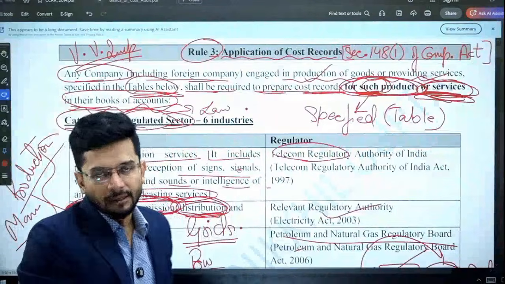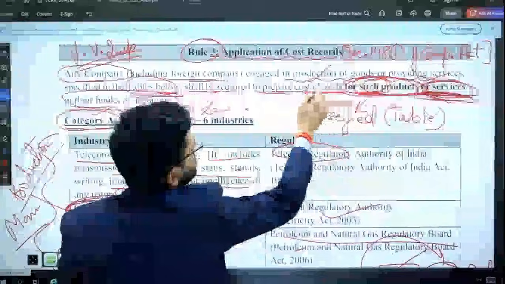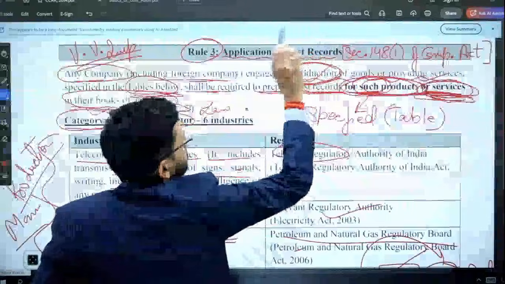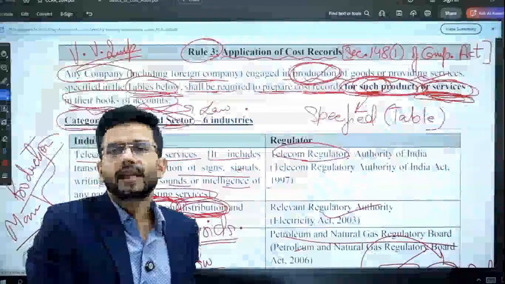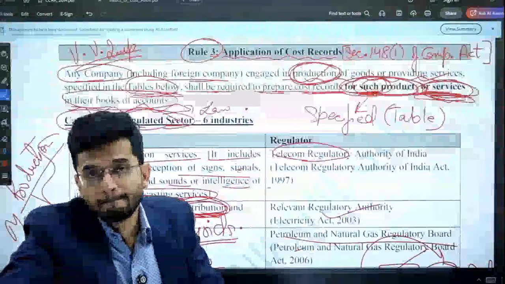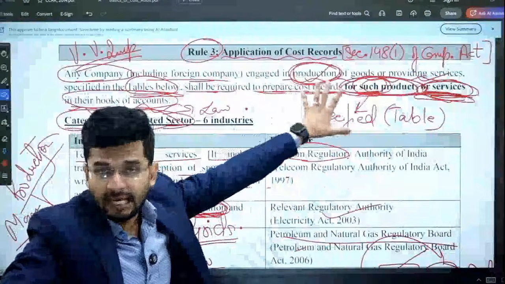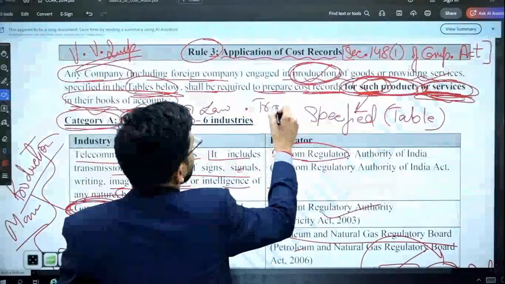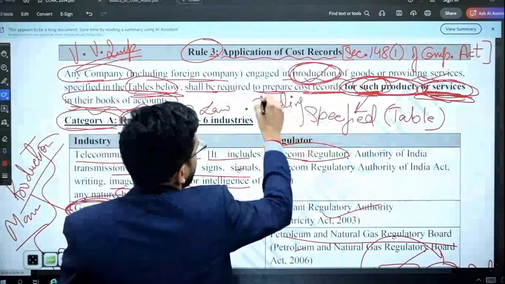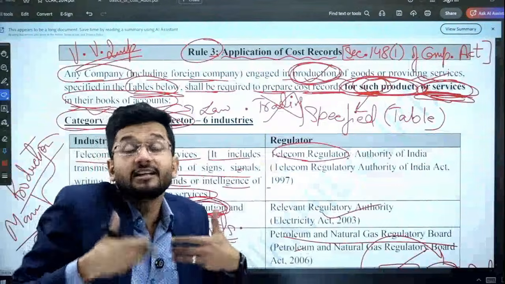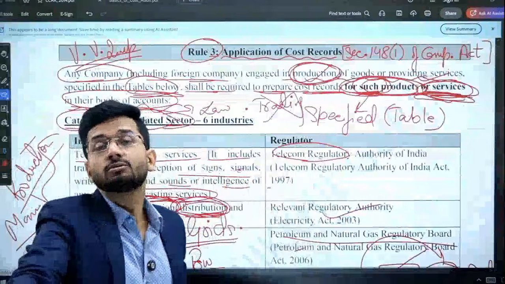So the basic fundamental of this rule is that any company which is engaged in production of goods and services, the words used are production of goods and services. Any company which is engaged in production of goods and services. So if you read the first line, then it is apparent that trading is not included. It gives a feel that trading is not included.